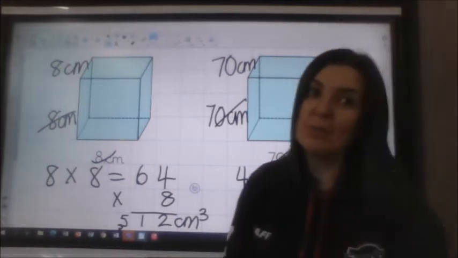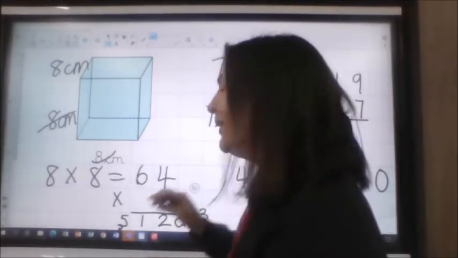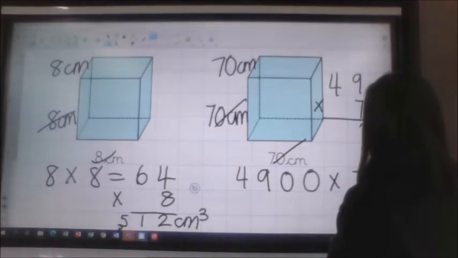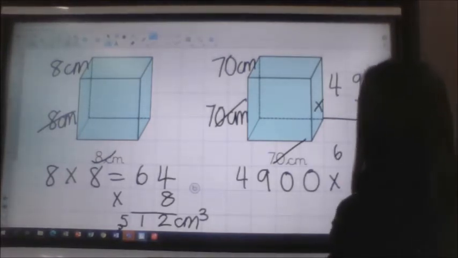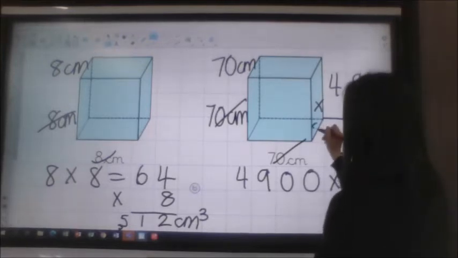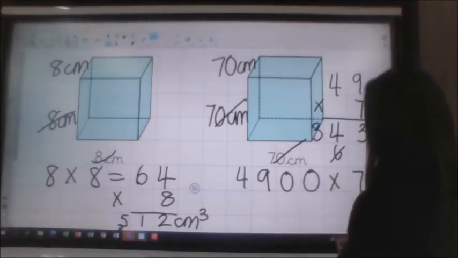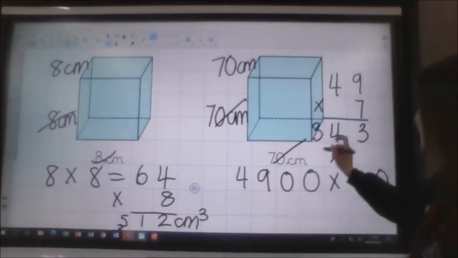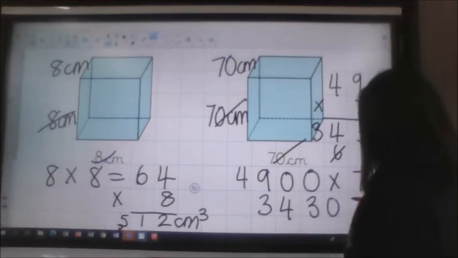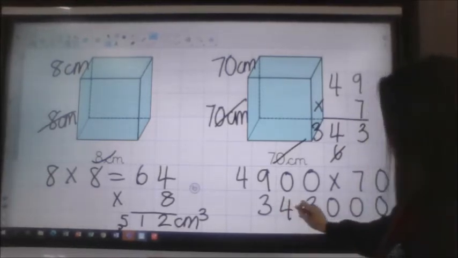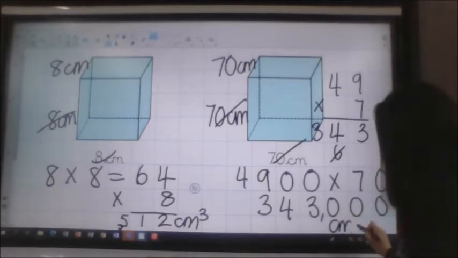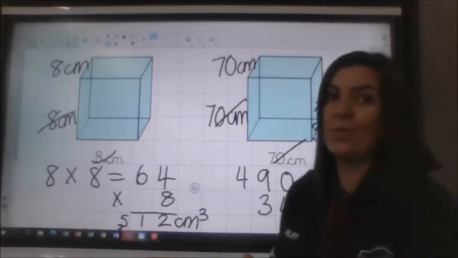Oh, I'm absolutely rubbish at my nines, as you know. 63. And then 4 times 7 is 28, plus the 6 is 34. Okay, but I took these zeros off, so I need to put them back on. So this one needs 3 zeros back on. Okay, so it will be 343,000 centimetres cubed. So that's that one.